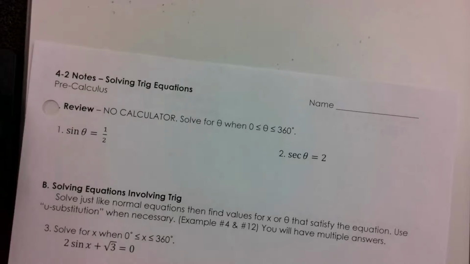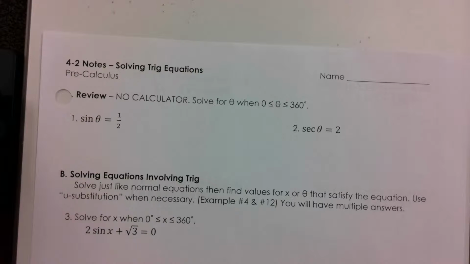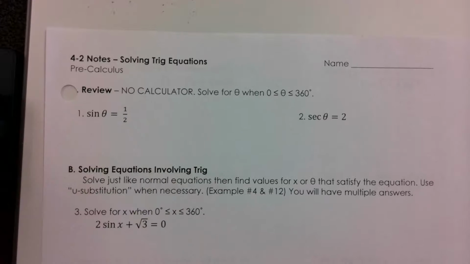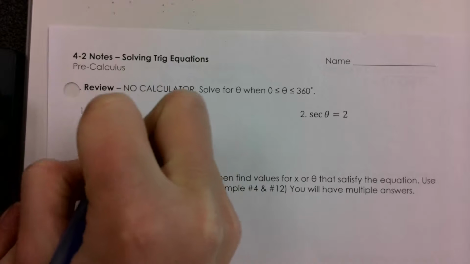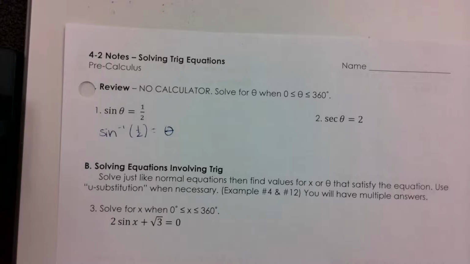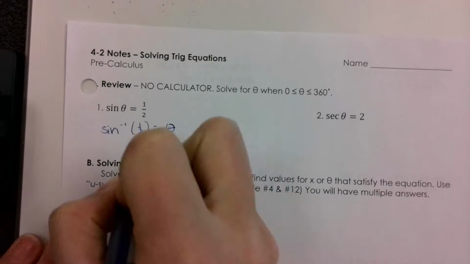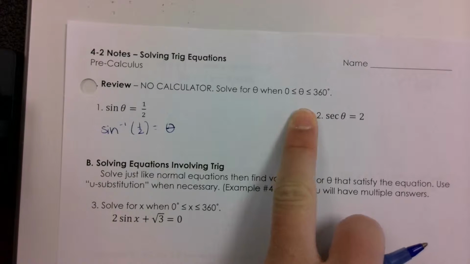So for the first part, it's basically the same thing that we were already doing. So this says sine of theta equals 1/2. That's basically the same thing as saying inverse sine of 1/2 equals theta. So at what angle does sine equal 1/2? We just did that. That was literally number 1 on the bell ringer, right? So at what angle does sine equal 1/2? Pi over 6. It wants us to write it in degrees. So pi over 6 in degrees is what? 30 degrees.